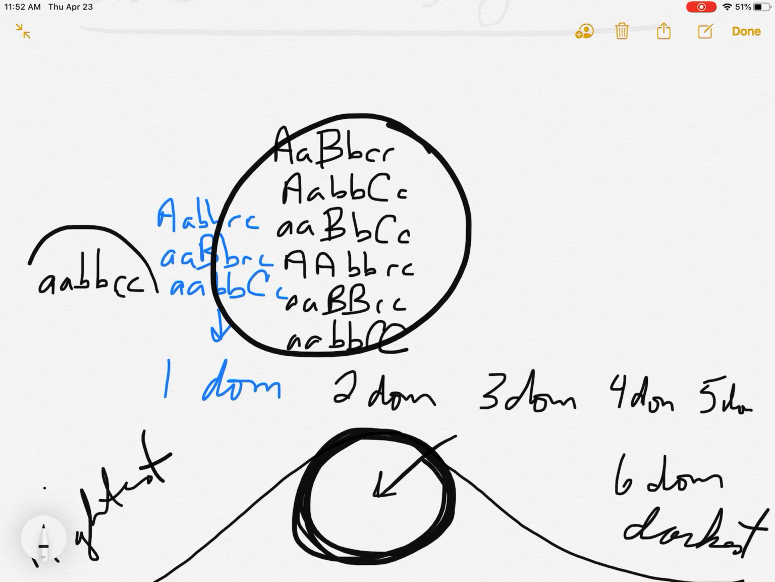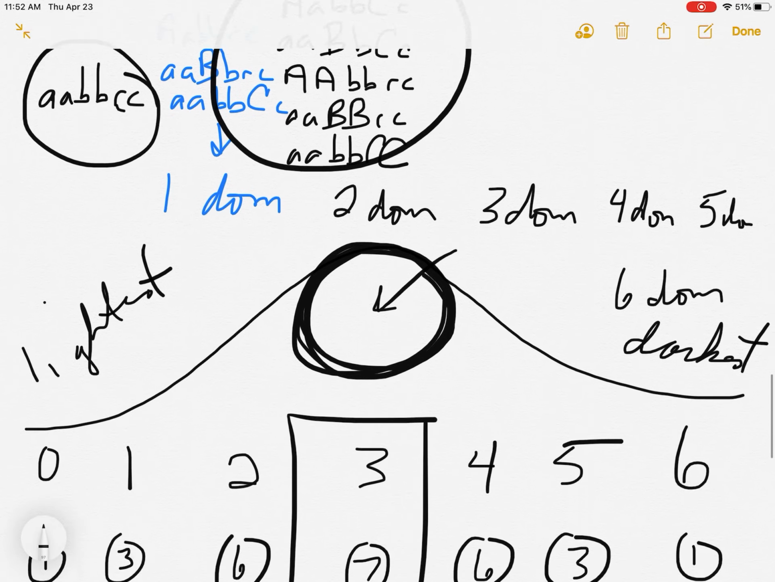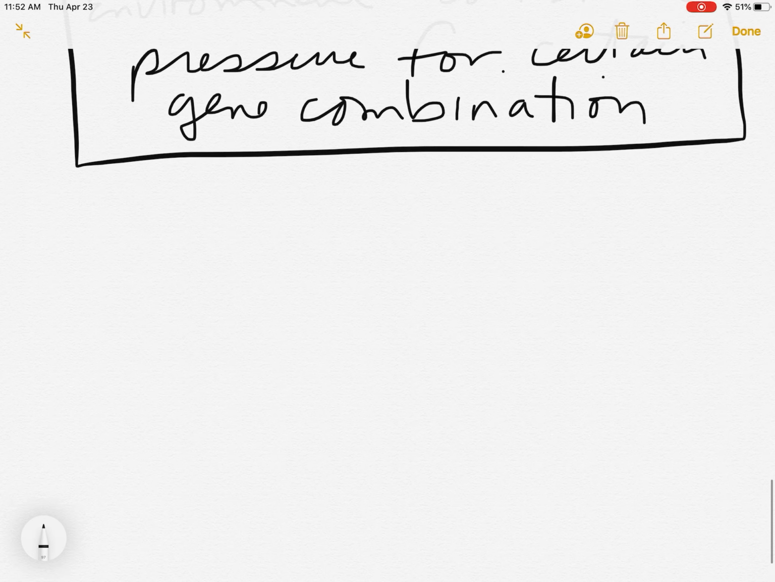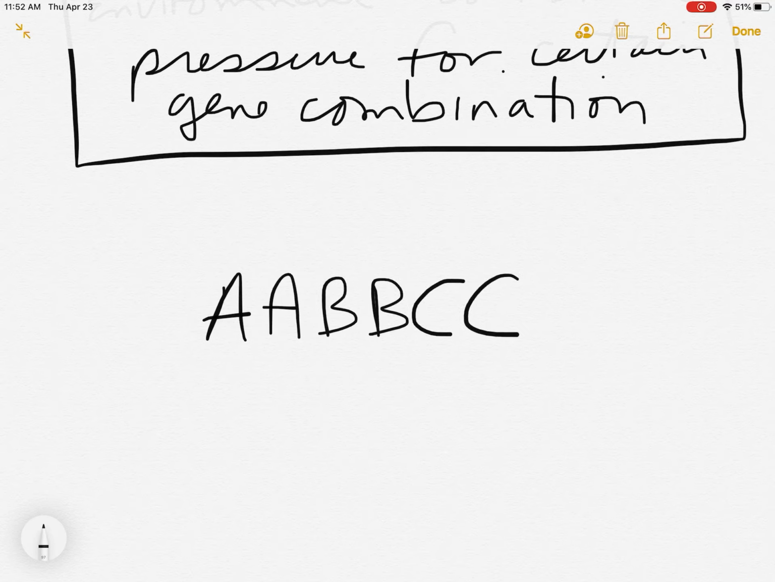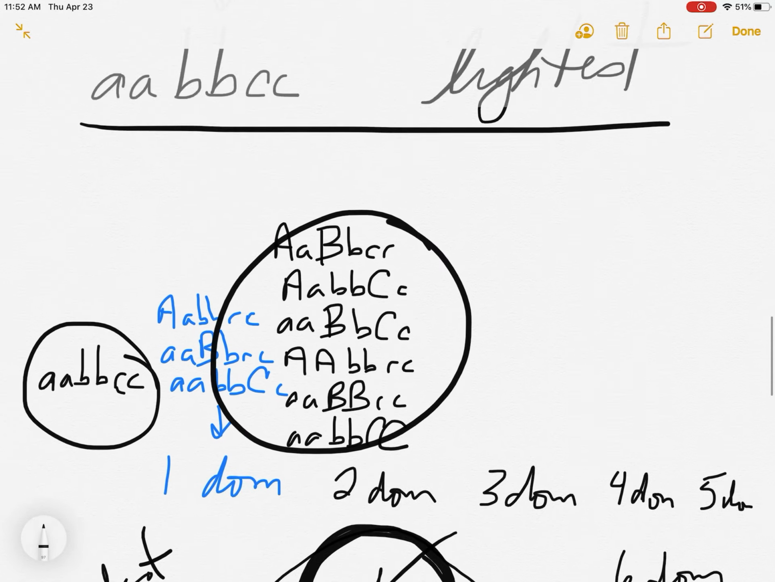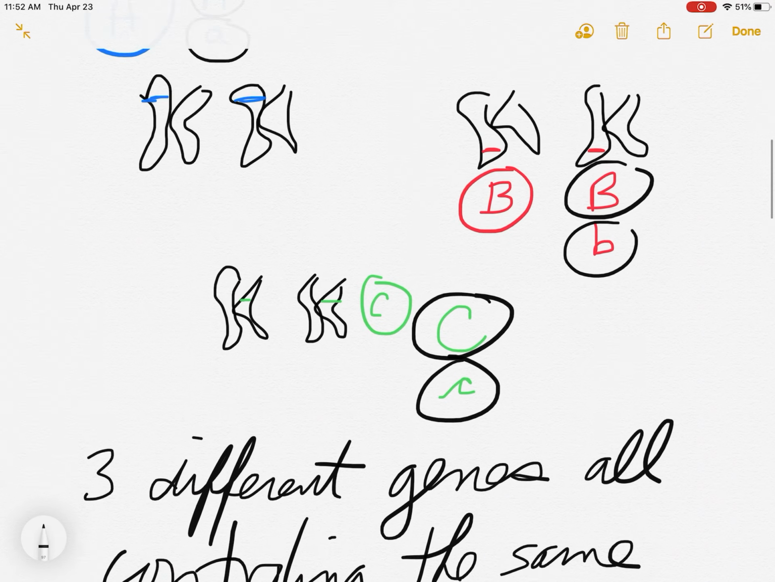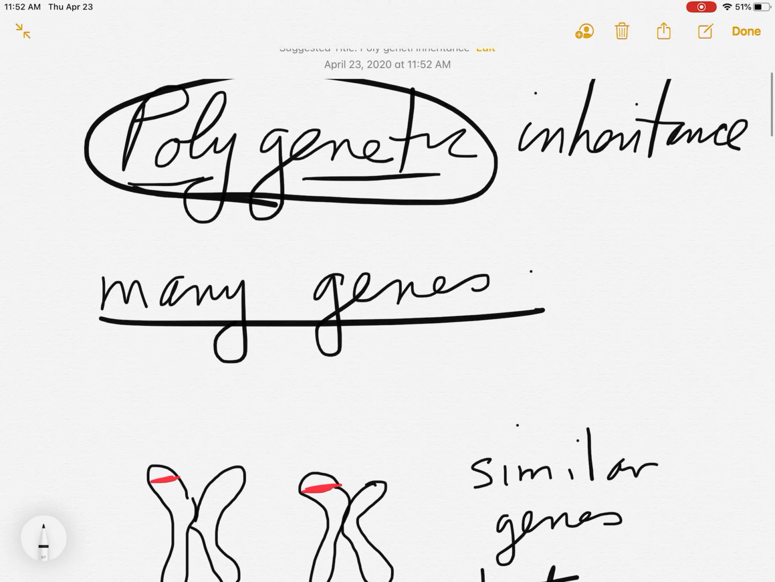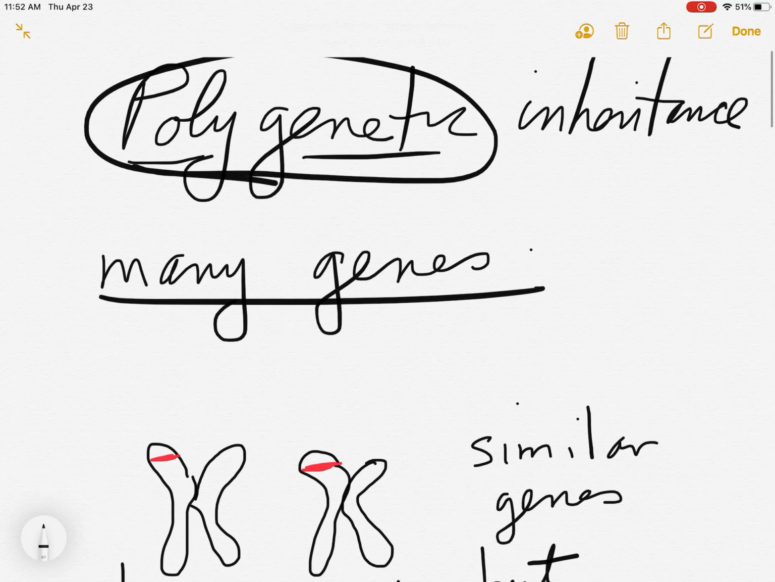And so in the case of skin, light goes with recessive. So the more recessive combinations you have, the lighter your skin is, right? This is the lightest right here. And the more dominant ones you have, the darker your skin is. And so capitals all around would be the darkest. And then all the combinations in between that can exist.